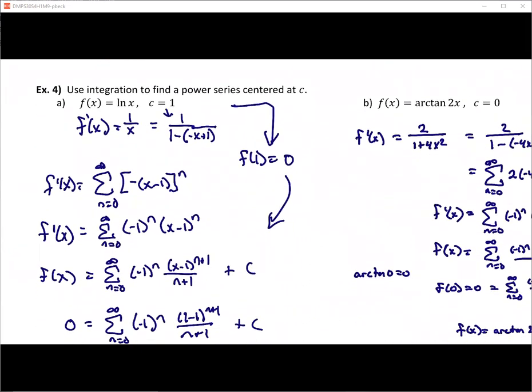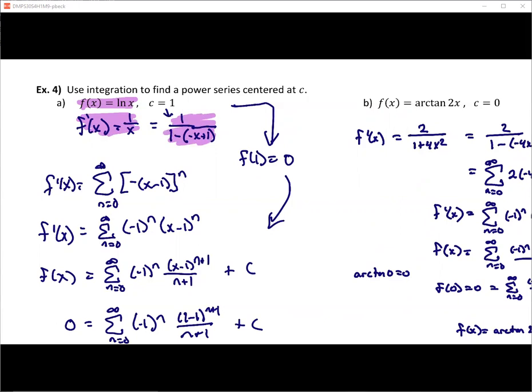Moving right along. What happens if I want to turn a function like the natural log of x into a series? There's no way I could rewrite the natural log of x as something over 1 minus something. So let's take a look at the derivative. If we take the derivative of the natural log of x, we get 1 over x, and this is where we can turn this expression. Now it's a little bit more algebraic. We can turn it into 1 over 1 minus the quantity negative x plus 1.